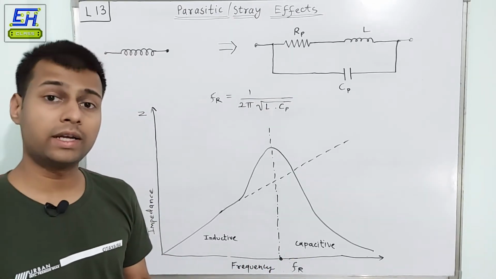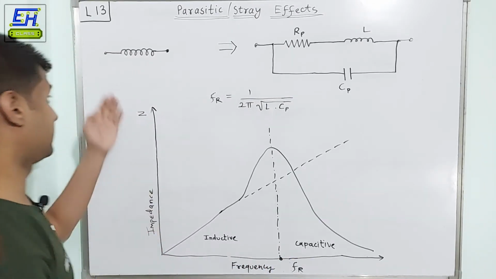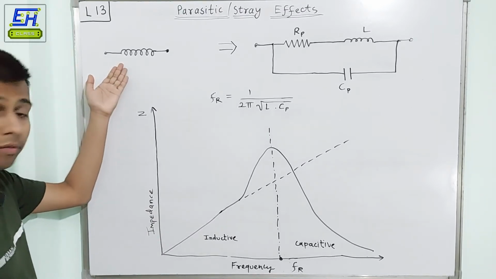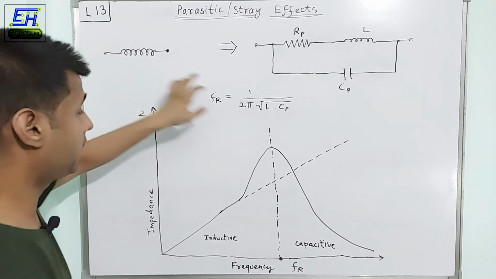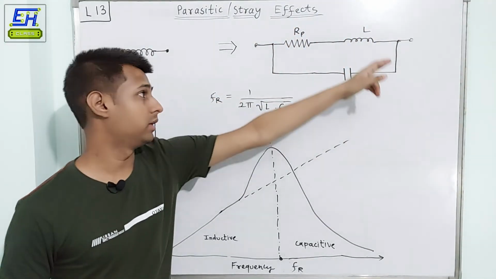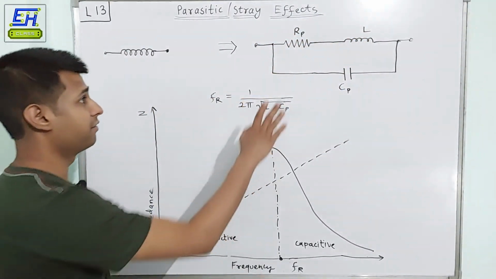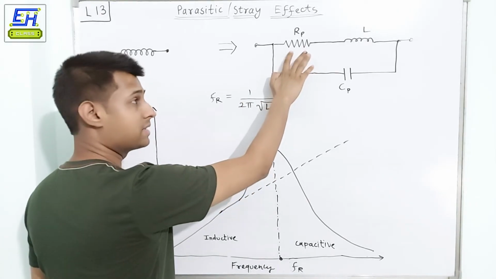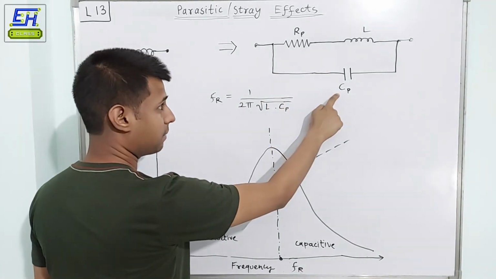Now let's see our third and last model, which is of the inductor. In the ideal world, the inductor looks something like this, but in the real world, we model it using these elements connected in such a combination, where we have this parasitic resistance and this parasitic capacitance connected.